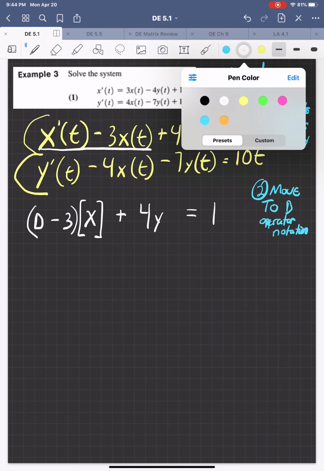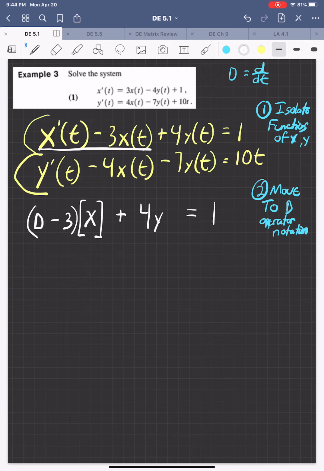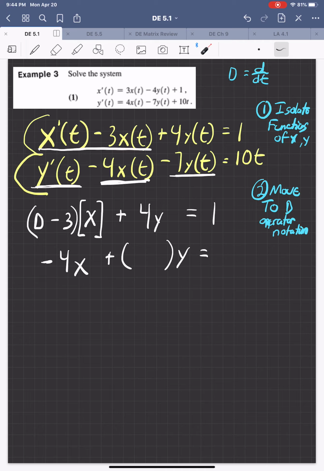Okay, so first, again, let's notice that we have y prime here, and we have 7y here. So let's get all of that under one operator notation, and of course we'll line up our variables. We want x's under x's, and we want y's under y's. So let's start with the x. This would just be negative 4x. And now that would be plus, and let's see what type of operators have to go in here, because that's going to be operating on y. Well, that's going to be y prime, so that's just D, and then it's minus 7, right?